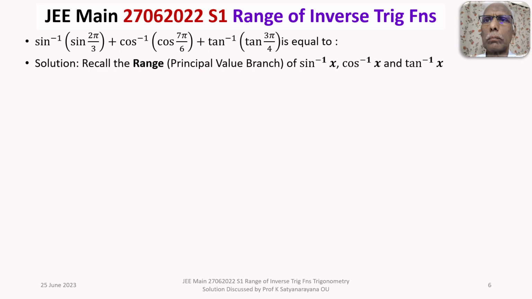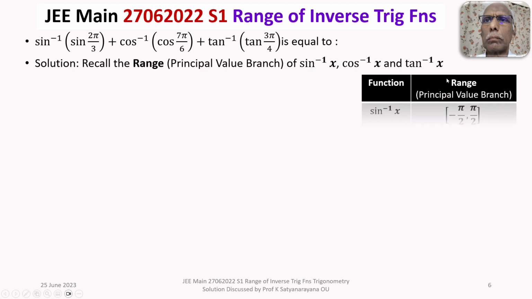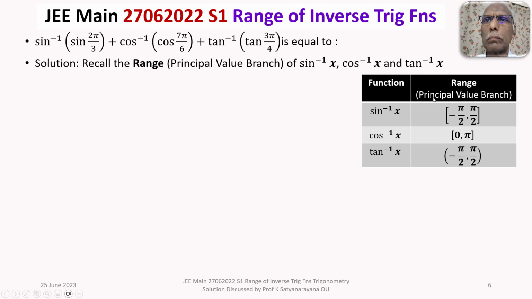Let us now first of all recall the range of sine inverse x, cos inverse x and tan inverse x. The range is in other words called principal value branch of these. The range or the principal value branch of sine inverse x is the closed interval minus pi by 2 to plus pi by 2, and the range or principal value branch of cos inverse x is the closed interval 0 to pi, and the range or principal value branch of tan inverse x is the open interval minus pi by 2 to plus pi by 2.